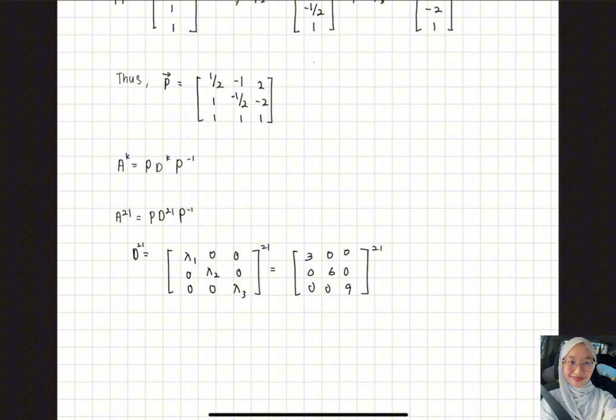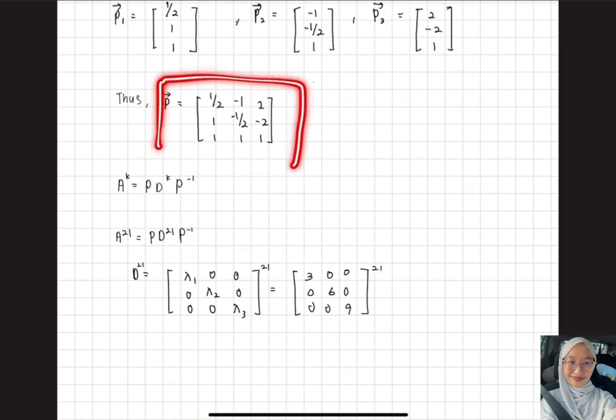Then to obtain A power of 21, we can use the formula A power of K equals P times D power of K times P inverse. So to obtain A power of 21, we can write it as A power of 21 equals P times D power of 21 times P inverse. Okay, so we already get P.